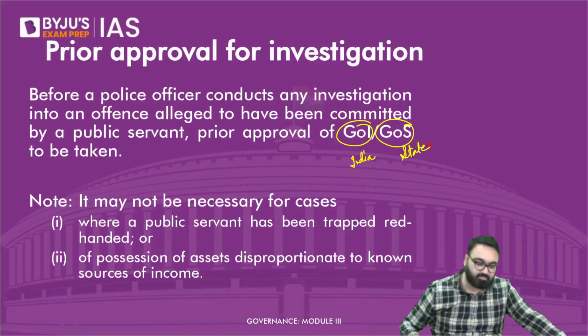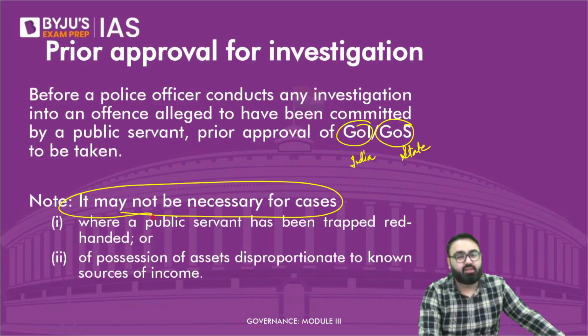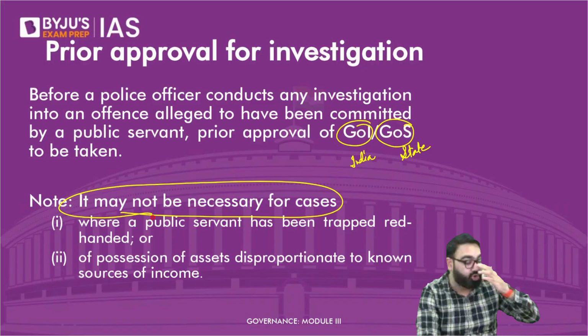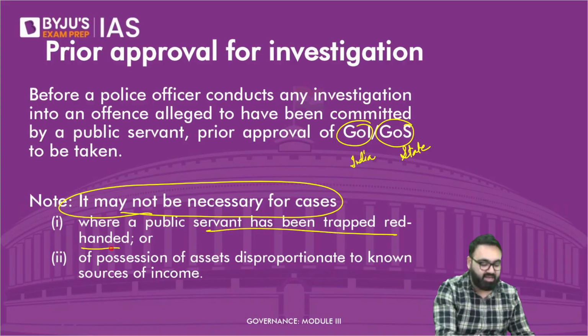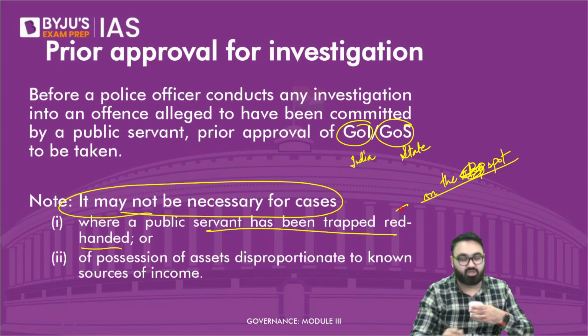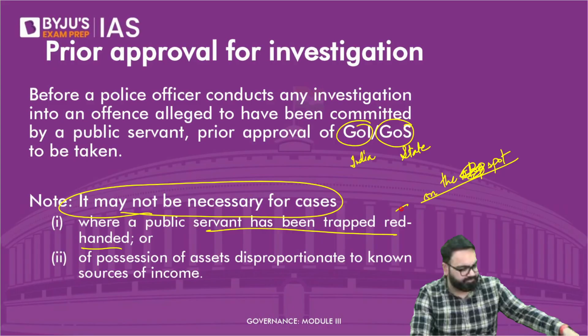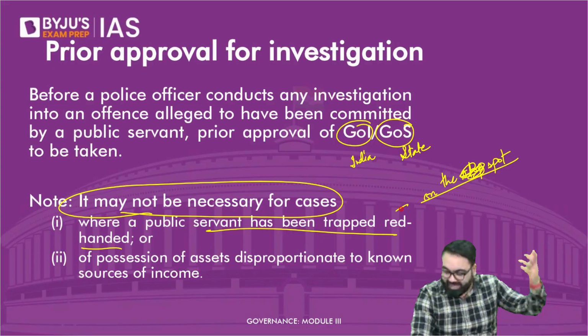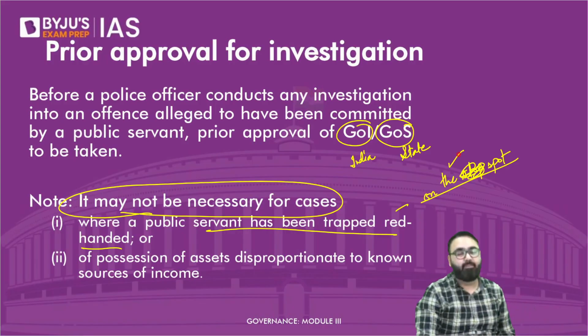Apart from this, there are only two circumstances, and do listen to this, in which you do not require the government's permission. What are those circumstances? Number one, if the public servant was trapped red-handed. Red-handed means on the spot, trapped. Let's say he was taking a bribe on the spot, he was caught. That is called red-handed. So you don't require a lot of proof. You know right then and there that the person is guilty. So in that case, you don't require the government's permission.